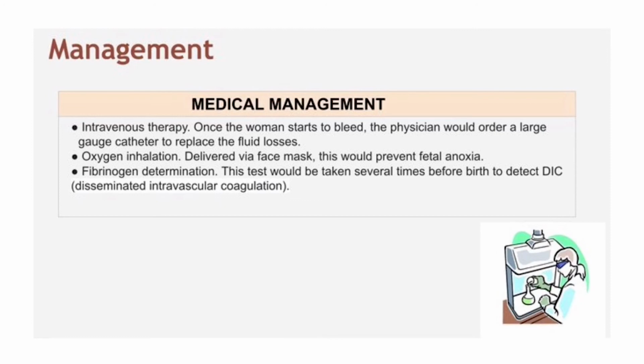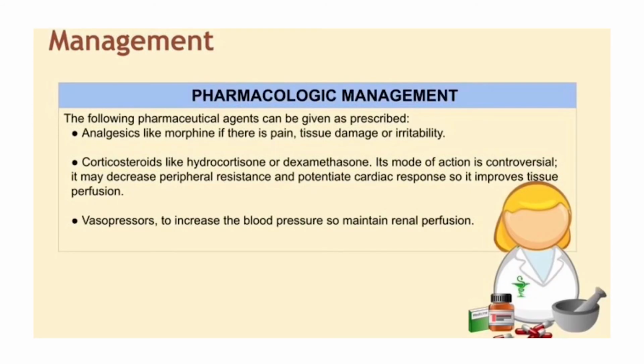And lastly is the fibrinogen determination. This test would be taken several times before birth to detect DIC or disseminated intravascular coagulation. So what is DIC? This is a serious disorder in which the proteins that control blood clotting became overactive. Now for the pharmacologic management, the following pharmaceutical agents can be given as prescribed.